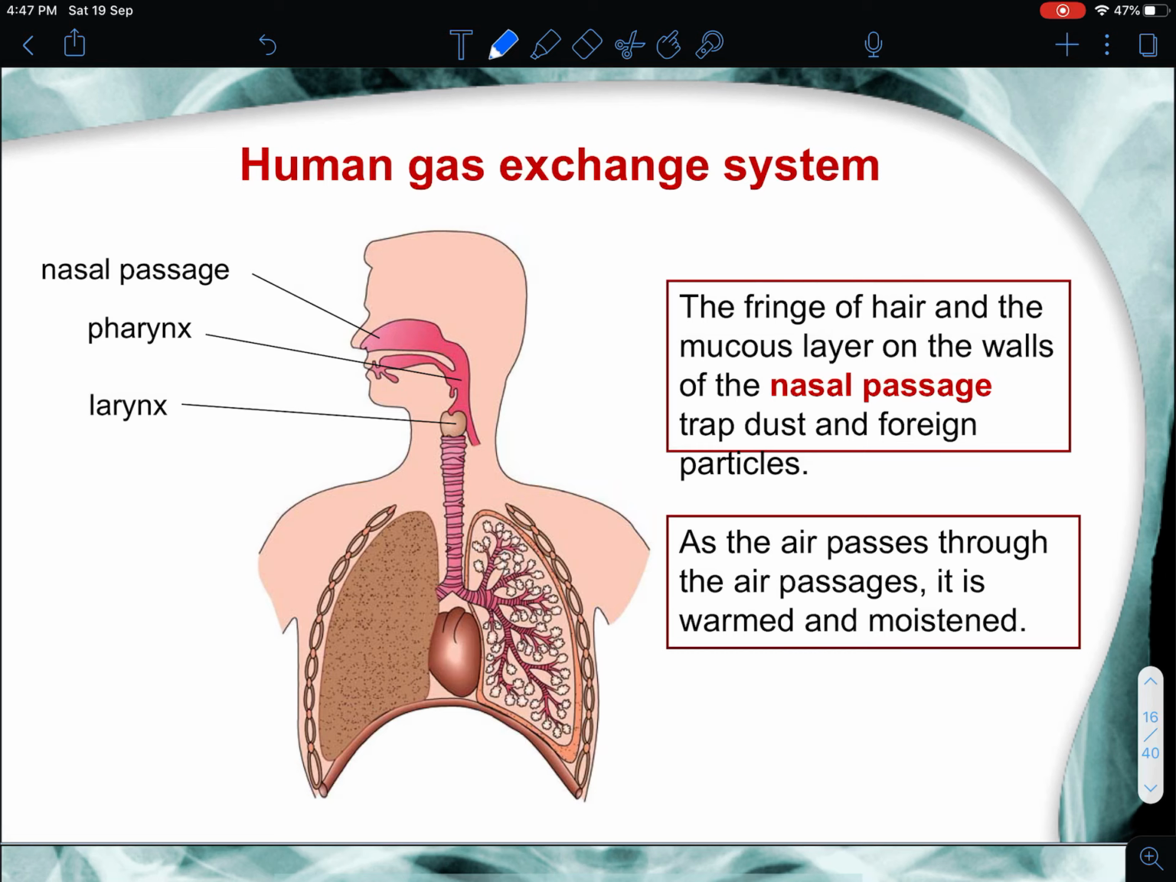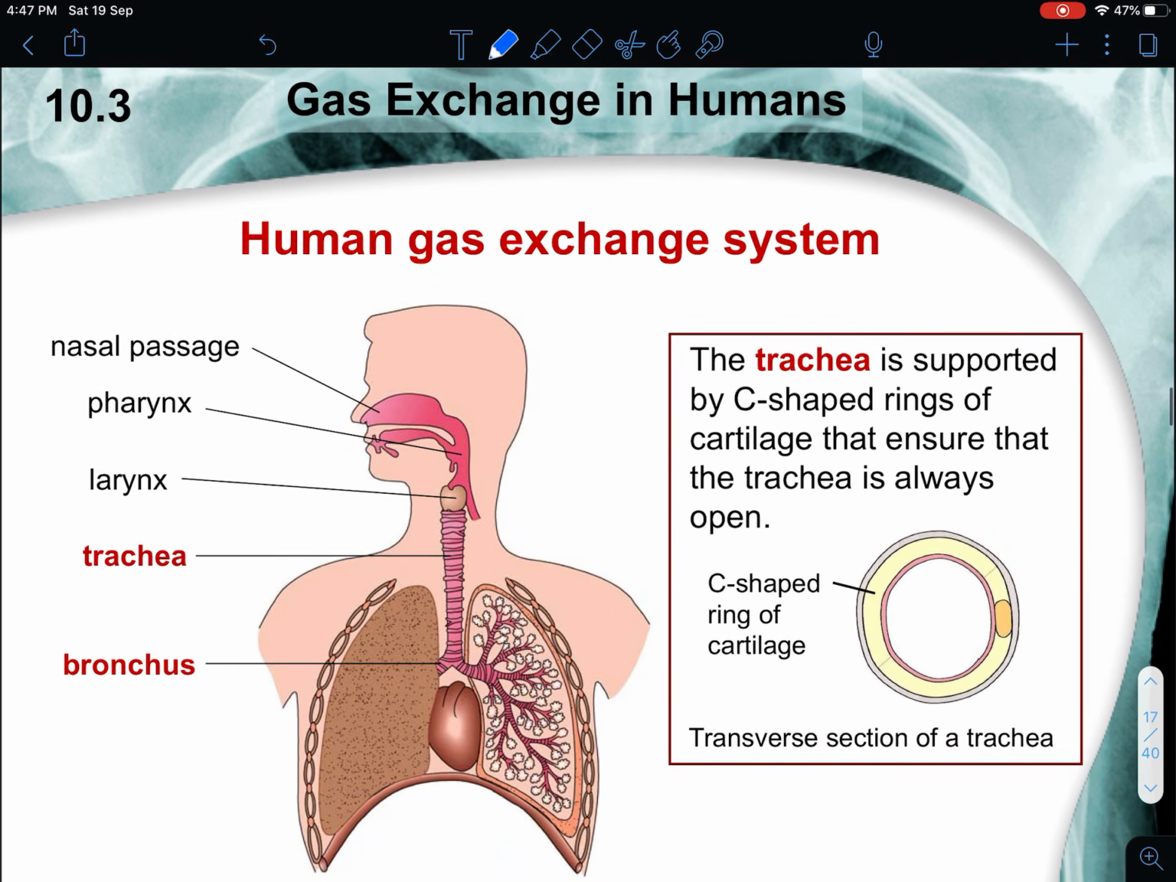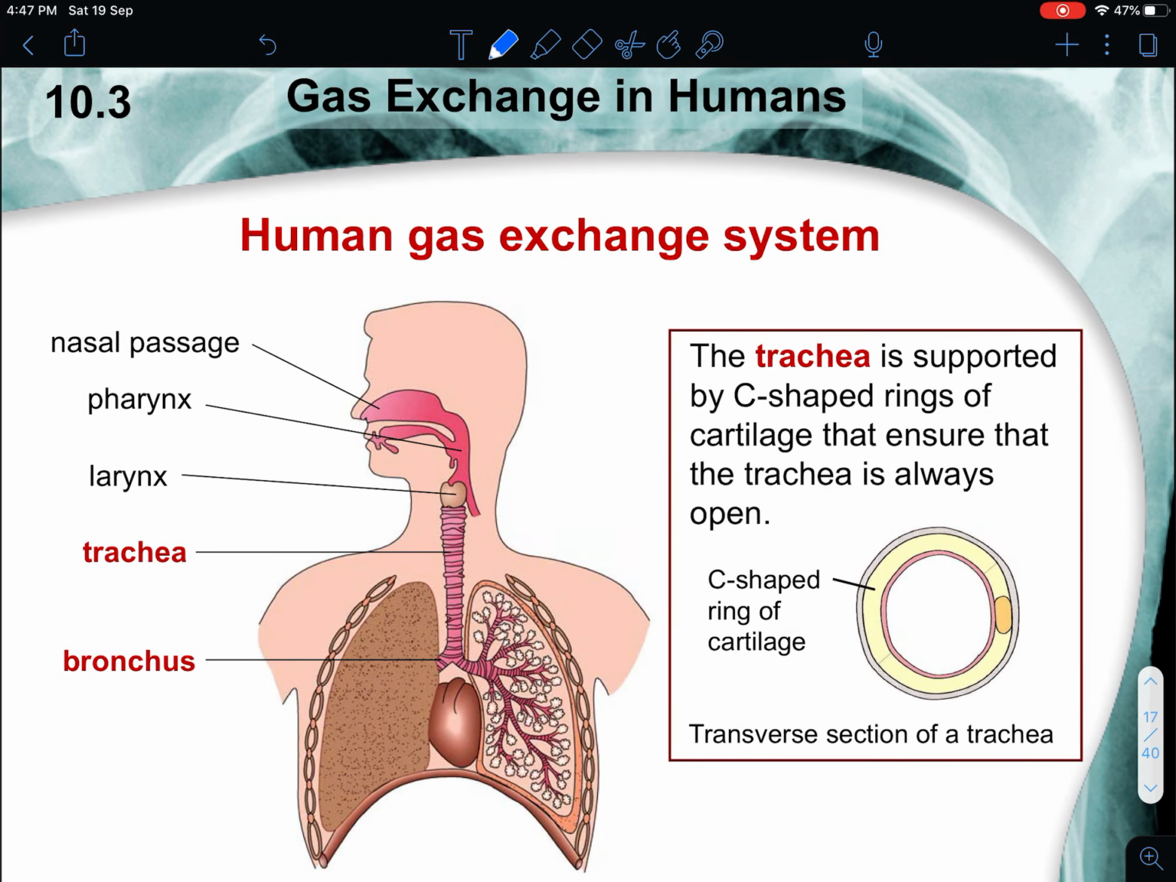So the structure of the human lungs begins with the nasal cavity, whereby the fringe of hairs and the mucus layer on the walls of the nasal cavity help to remove any dust and foreign particles. So this is like acting as a filter. As the air passes through the air passage, it is moist and warm, following the temperature of your human body. The trachea is generally just a C-shaped ring of cartilage that helps to support the trachea to stay open.